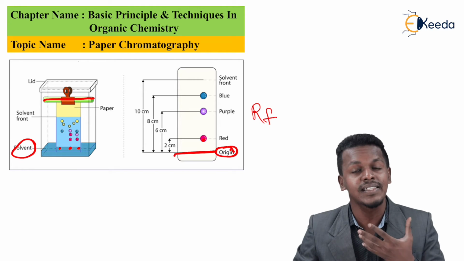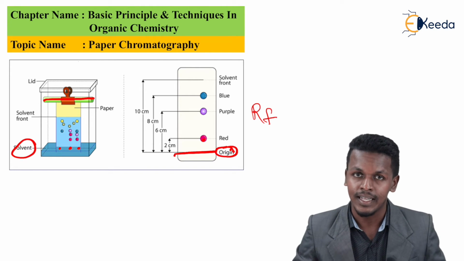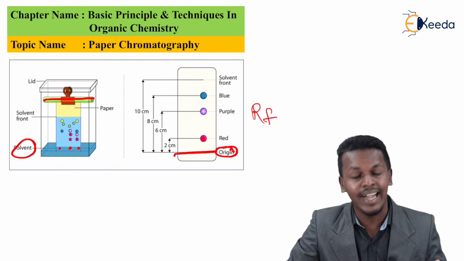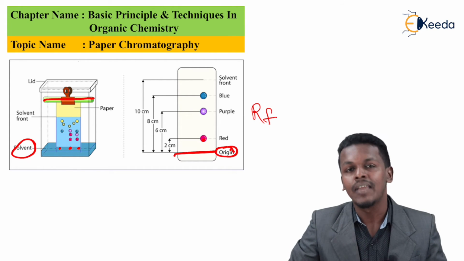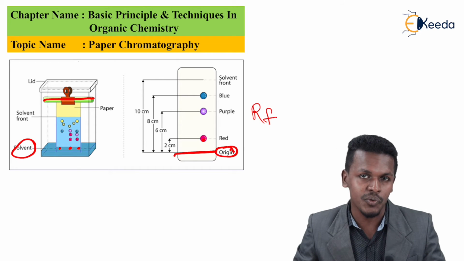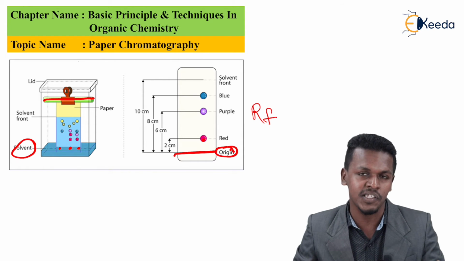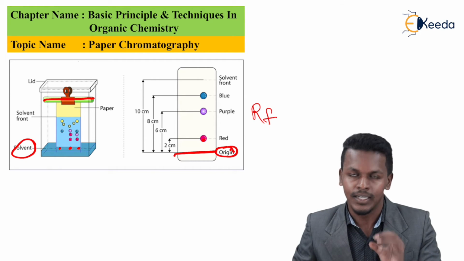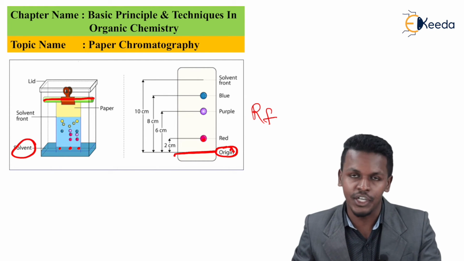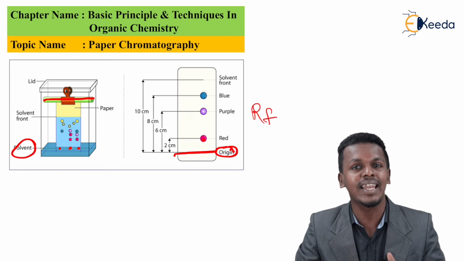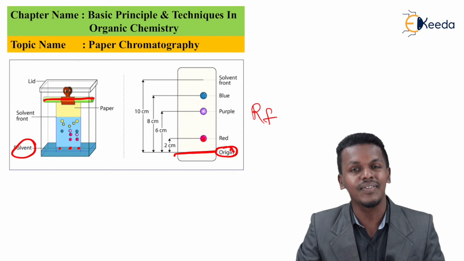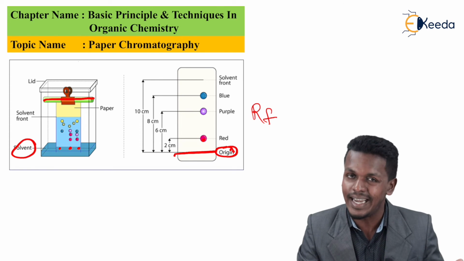But what if it is a colorless compound like an amino acid? For such compounds, once we have dried the paper, we have to spray ninhydrin solution on it. Once the ninhydrin solution is sprayed on the paper, we could find that the particular spot turns into a colored spot, and this is how we can easily detect the amino acid, and based on the retardation factor we can easily determine which component it is.